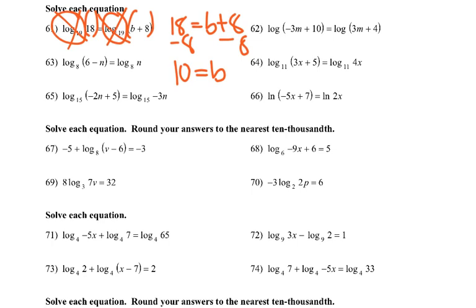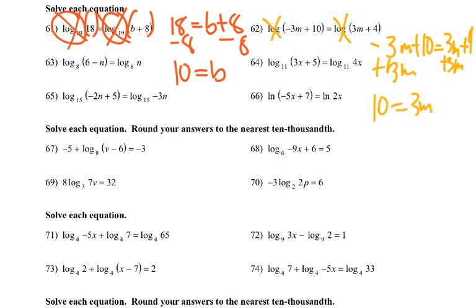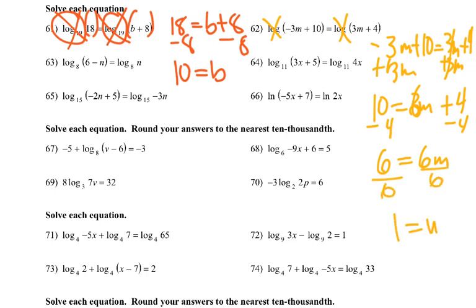So 61, 10 would equal b. If I look at 62, the logs I cancel, so I just get negative 3m plus 10 equals 3m plus 4. If I add 3m, I get 10 equals 6m plus 4, because 3 plus 3 would give me 6. Subtract 4. 10 minus 4 is 6, equals 6m, divide by 6, and 1 equals m. It's a number you need it to be to work.